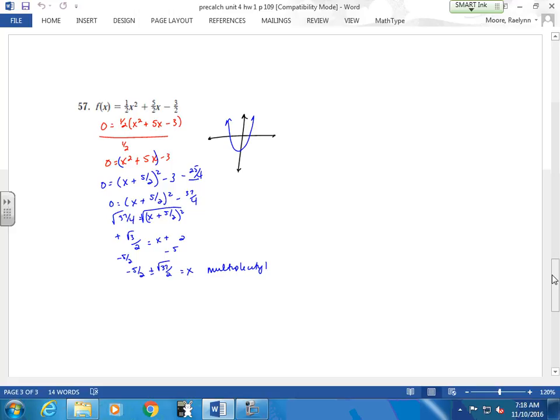Complete the square, or you can use your quadratic formula if you wanted to. Complete the square is probably a little easier because it helps you get your turning point. That was probably one that had a little bit more work to it.